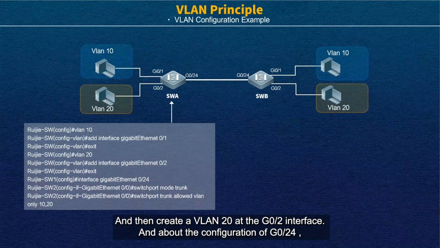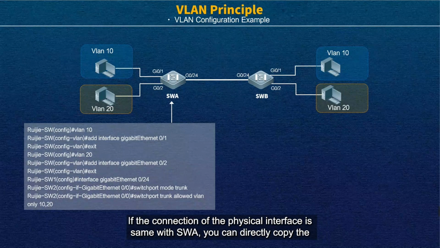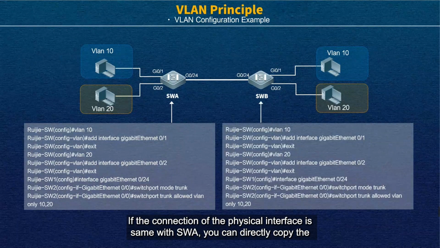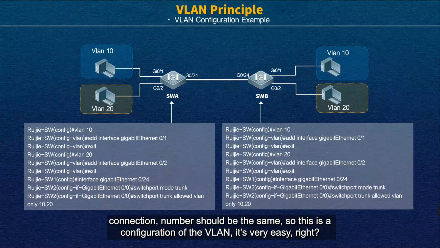And about the configuration of GigabitEthernet 0/24, you switch the mode to trunk, and switch trunk allow VLAN only 10 and 20. If the physical interface connections are the same as switch A, you can directly copy the configuration to switch B. Okay, pay attention to this part. But all the interface connection numbers should be the same. So this is the configuration of the VLAN. It's very easy, right?